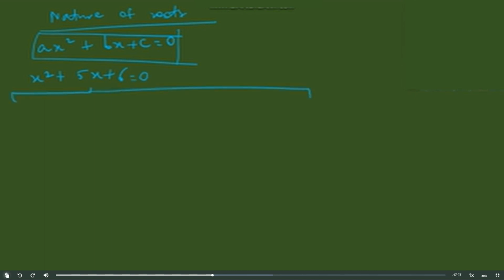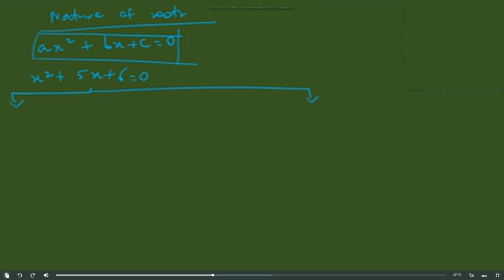Now let me go on to the nature of the roots of the quadratic equation. We are having a quadratic equation ax square plus bx plus c is equal to 0. This is the quadratic equation. Now I'll give you an example. X square plus 5x plus 6 equal to 0. Let me see how to solve this and then I'll study the roots.